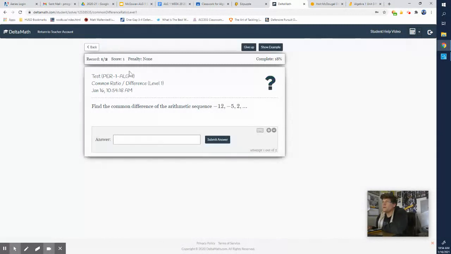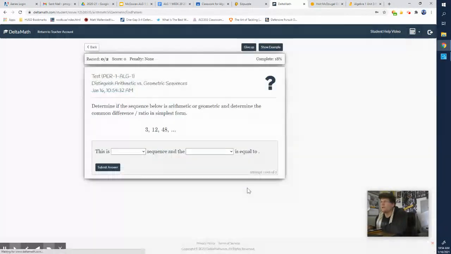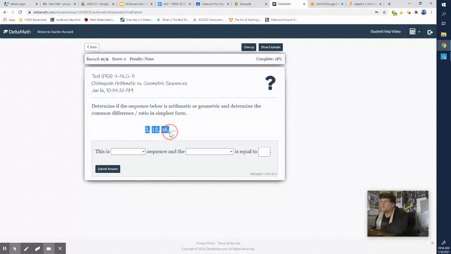If you're given a geometric one, this is arithmetic again, but if you're given geometric, just to find it, you take the second one and divide it by the first one. So there's that. Looking at our next one where we had to distinguish between them, this is where we had to check the three different numbers and make sure it was the same pattern every time. If I'm looking at this one, 12 minus 3 makes 9. 12 plus 9, not 48. So it's not going to be arithmetic, which means it must be geometric.